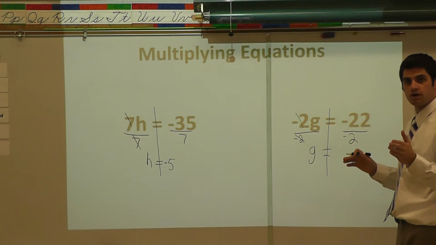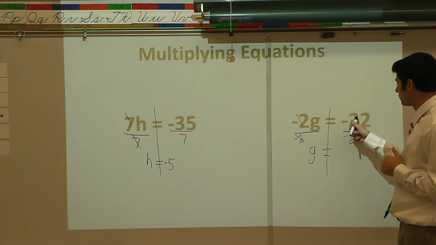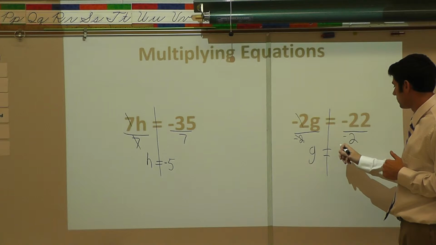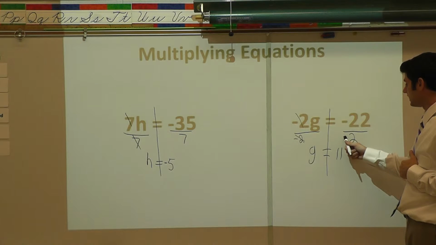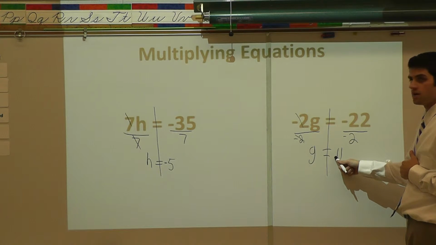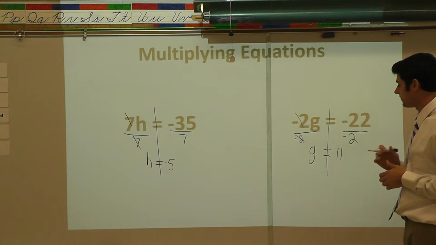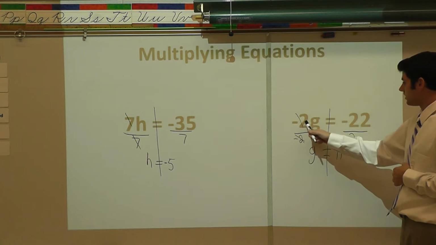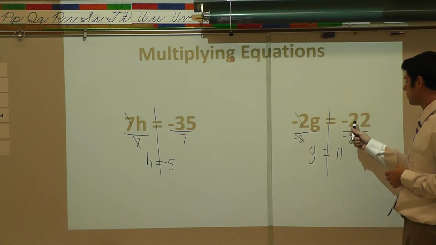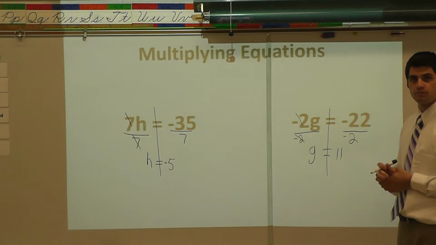Now again, don't worry about this negative sign until the end. 22 divided by 2 would become 11. If I have a negative and a negative, my answer is going to become positive. So if I think that g should equal 11, let's plug it back in. Negative 2 times a positive 11 would equal a negative 22.